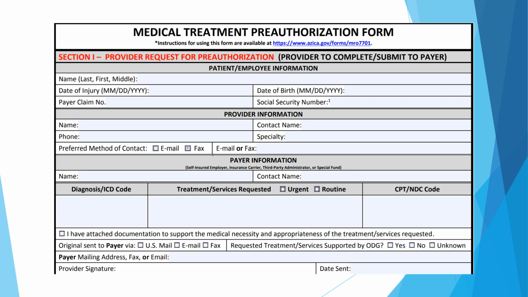Additionally, the healthcare provider must submit documentation that substantiates or supports the treatment or services that are being requested. So if they're going to request additional physical therapy treatment, they need to provide documentation that supports that treatment. If they're going to be asking for other services, again, the documentation has to support the reasonableness for that treatment or service.